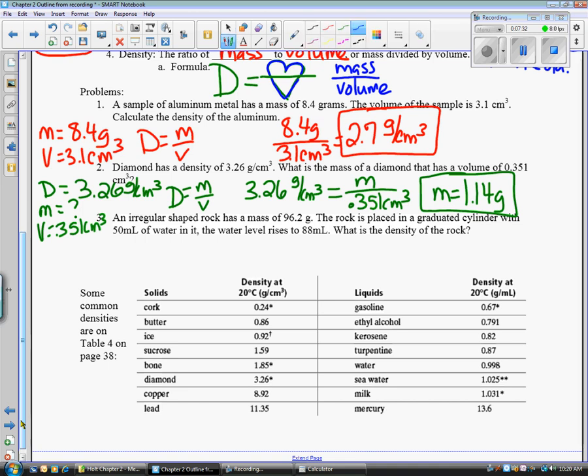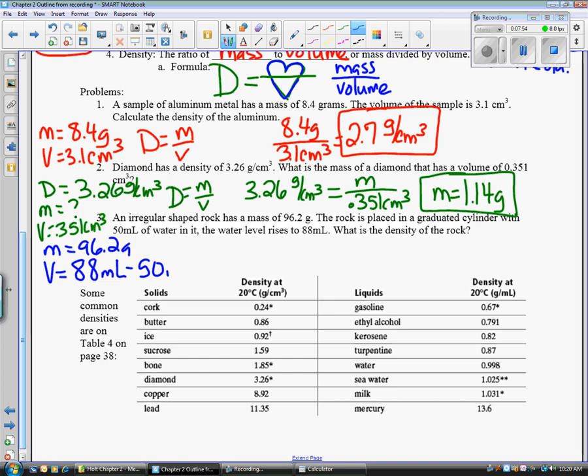Try that. Number 3, a regular shaped object has a mass of 96.2 grams. The rock is placed in a graduated cylinder with 50 milliliters of water in it. The water level rises to 88. So our volume is going to be the difference of those. 88 milliliters, oops, minus, not equals, 50 milliliters is 38 milliliters. They want to know the density of the rock. So I'm going to take my mass, which is 96.2 grams, over 38 milliliters. I got 2.53.